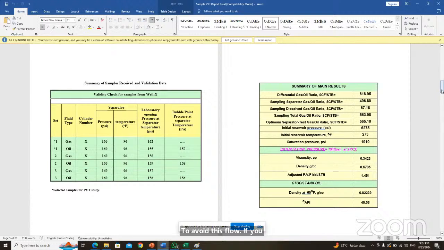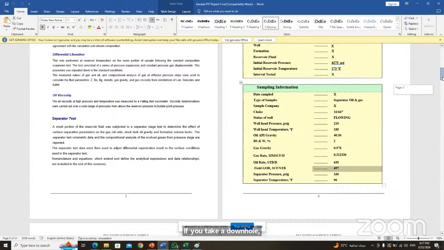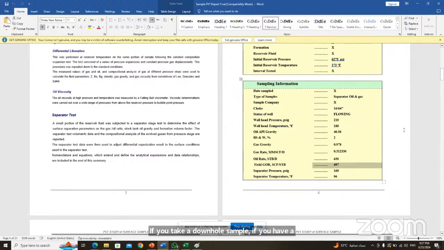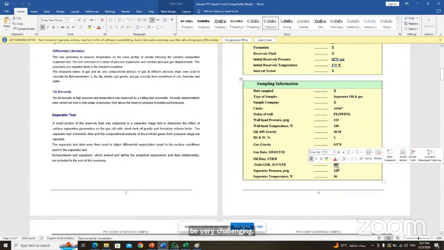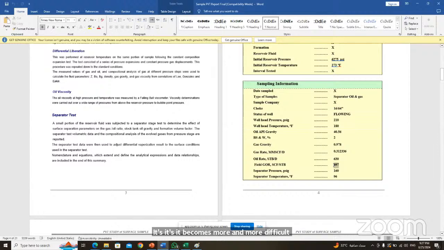If you take a downhole sample, if you have a black oil sample, especially if it's low in the GOR, it will be very challenging to measure the field GOR, because for the separator test, for the production separators, as the gas rate decreases, it becomes more and more difficult to estimate the value of the field GOR.